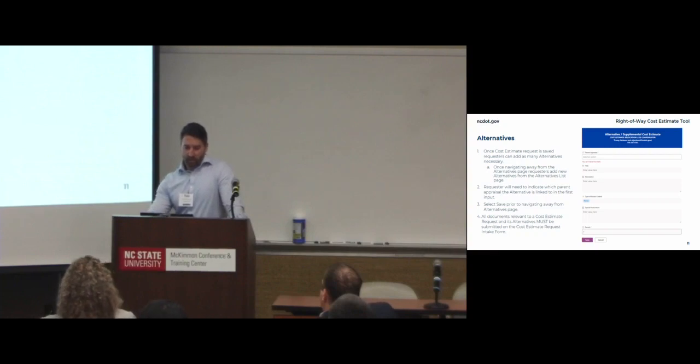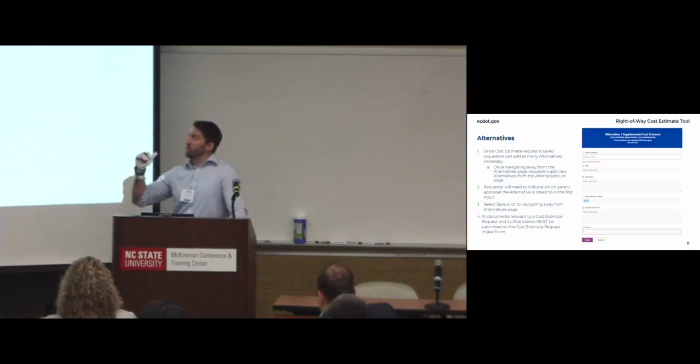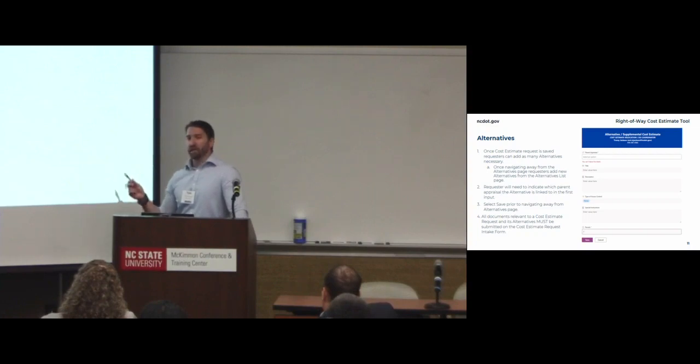Indicate parent. Okay, so once navigating away from your alternatives page, the requesters, because sometimes you're going to have multiple alternatives. When you navigate away from this, there's going to be an alternatives list page. I don't have a screenshot of that, but it's going to look a lot like that initial list page from when you're going to add your initial cost estimate request, and you're going to be able to add a new one and then link it to that parent appraisal or parent request on there. So you're going to be able to add multiple alternatives, but you're going to need to navigate away and add another one. It's not going to direct you directly to the next form.